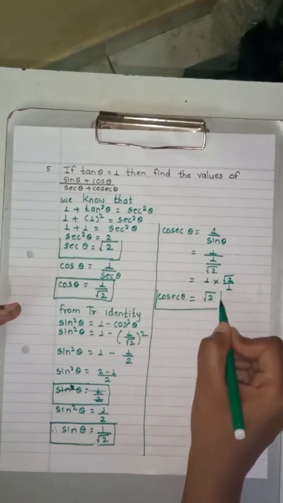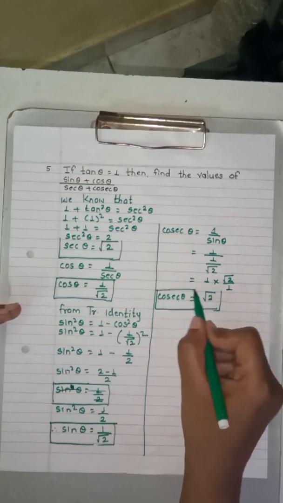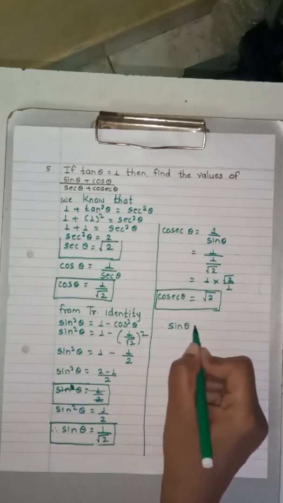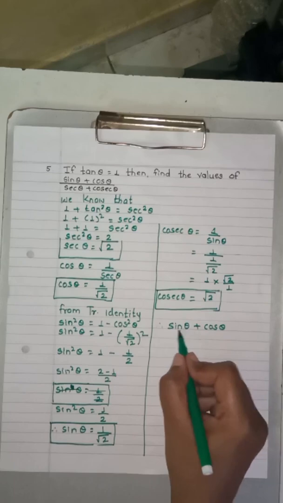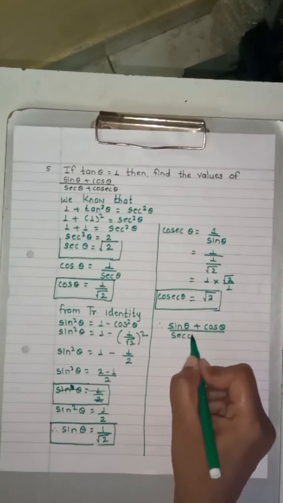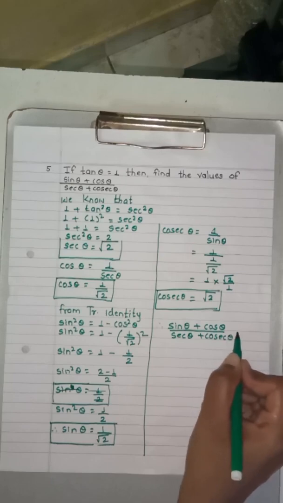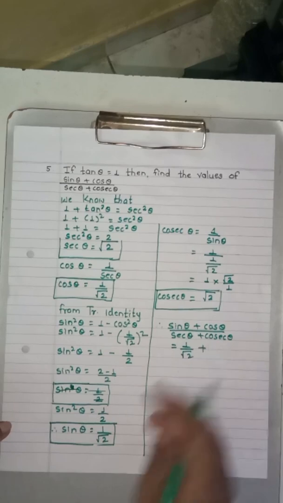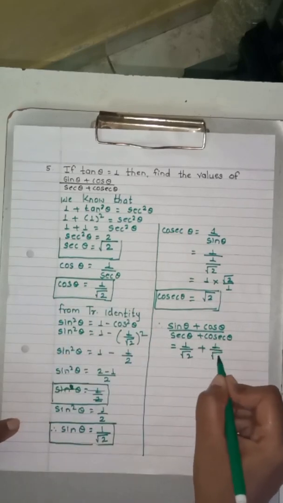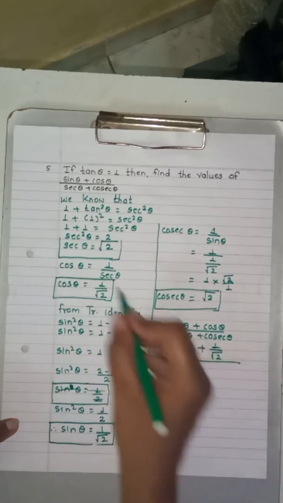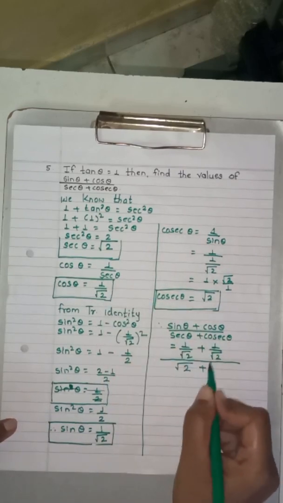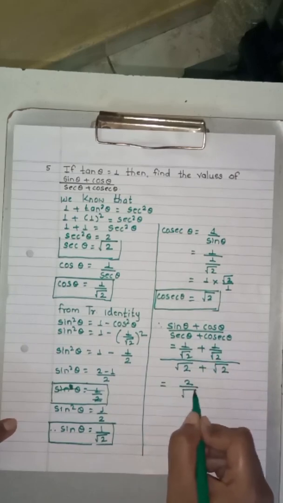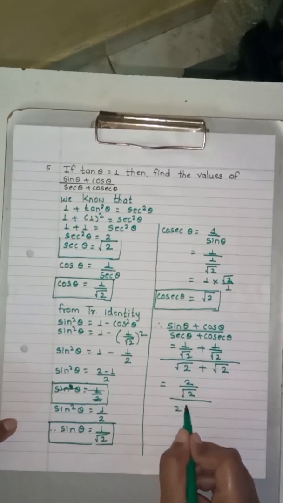Now in this way you have got the value of sin, cos, sec and cosec. Now we will put these values in the question. Therefore sin theta plus cos theta upon sec theta plus cosec theta is equal to, now the value of sin theta is 1 upon root 2 plus cos theta is 1 upon root 2, upon sec theta is root 2 plus cosec theta is also root 2. So this will be 2 upon root 2 upon 2 root 2.